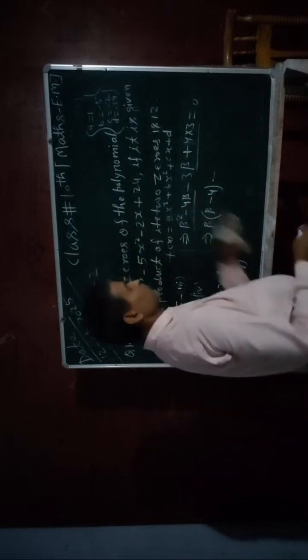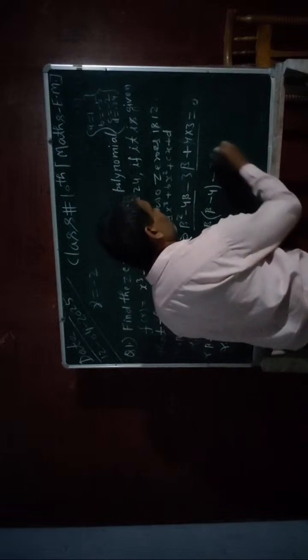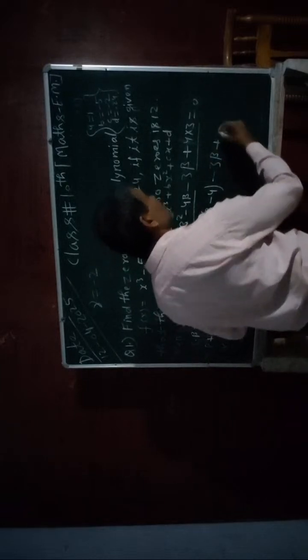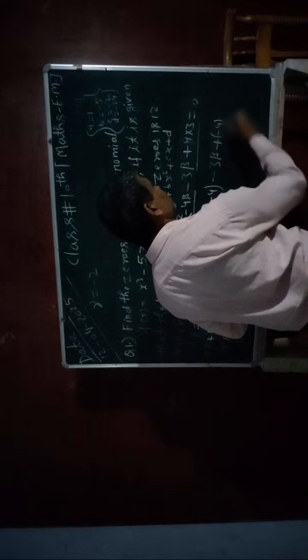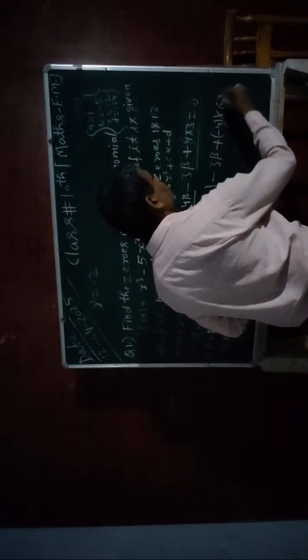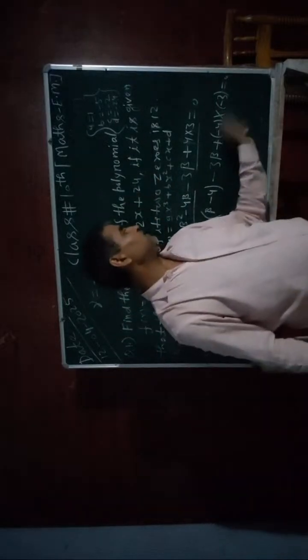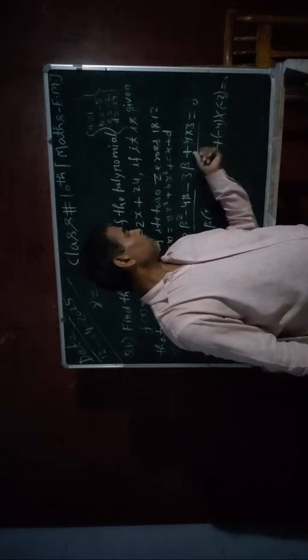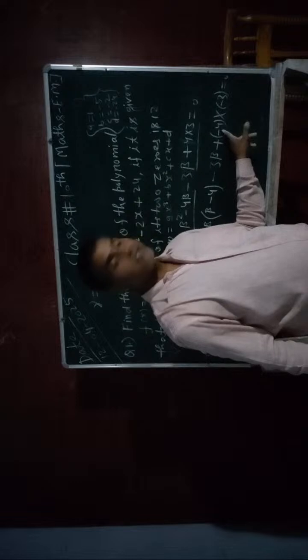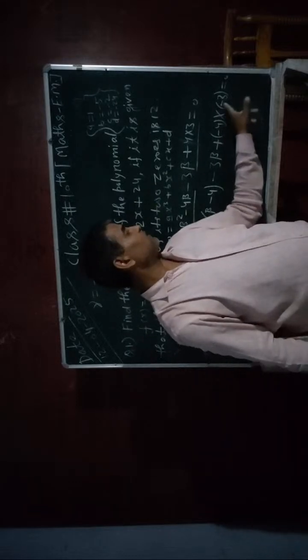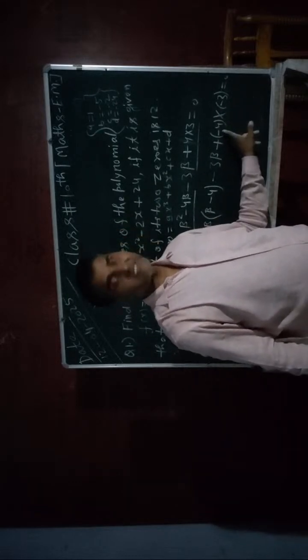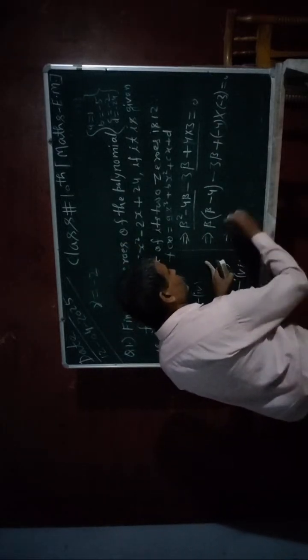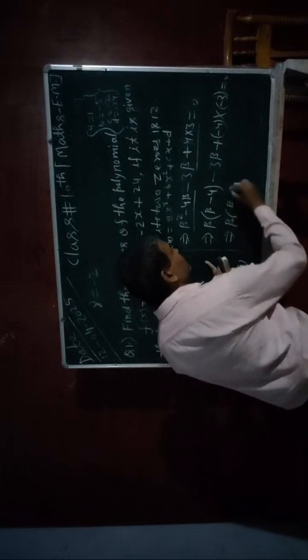Now here I am going to arrange for taking 3 common: beta plus, I can write minus 4 into minus 3 equal to 0, because if we multiply minus into minus, that will become plus. In the place of the plus sign, I can write minus 4 into minus 3, because it will become plus sign. So I can arrange like this. In the next step, I am going to write here beta and beta minus 4.